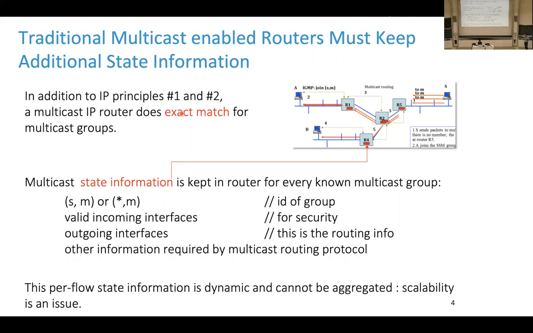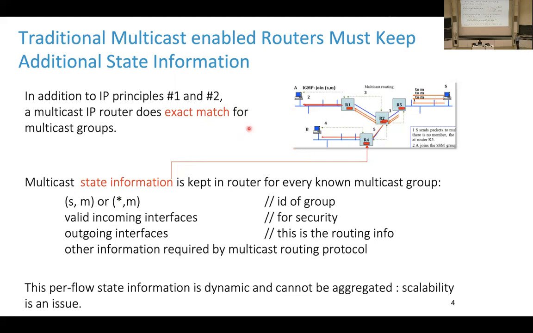And if you want to send in one direction in the table, you will have only a network direction, an aggregation of the directions, but not one line for each destination. Here, it is not the case because a multicast IP router does an exact match for the multicast group. So addresses cannot be aggregated with multicast. Furthermore, the multicast state information you have here is kept in the router for every known multicast group.